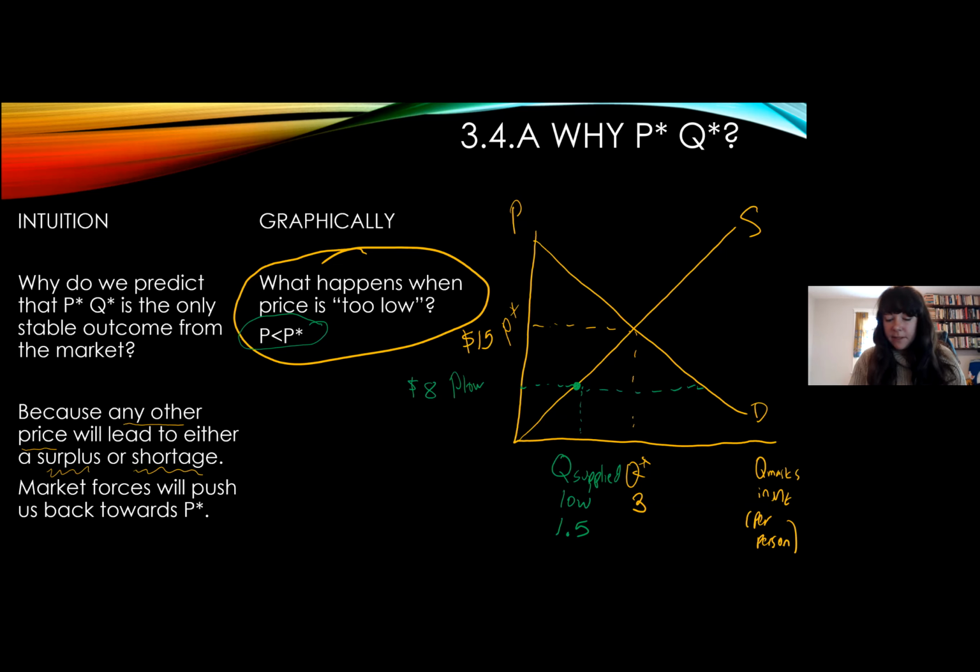Meanwhile, the demand curve is telling us at that low price of $8, consumers are stoked, right? They are cheap, they are thrifty, they love cheap masks. The quantity demanded will be very high, maybe something like 5.5 masks per person. And what we end up with when the quantity demanded outweighs the quantity supplied is called a shortage.